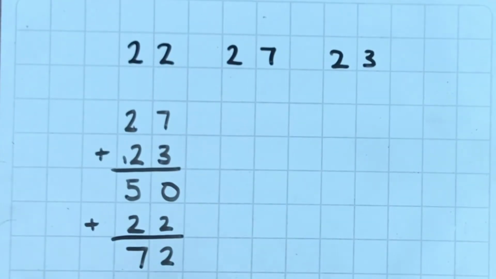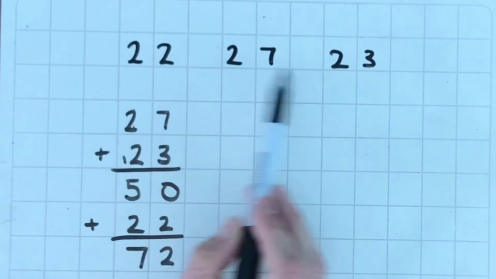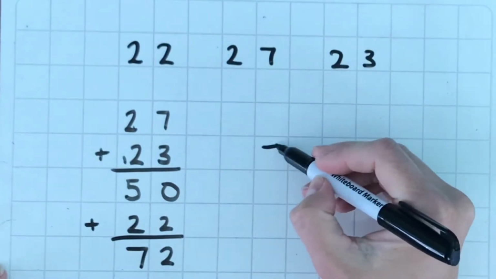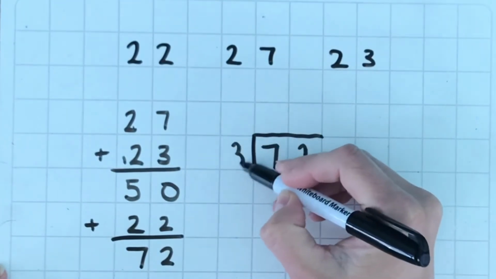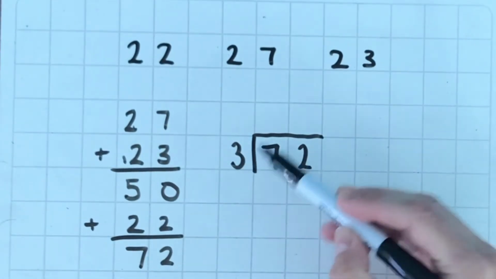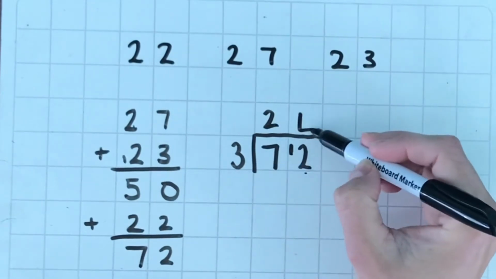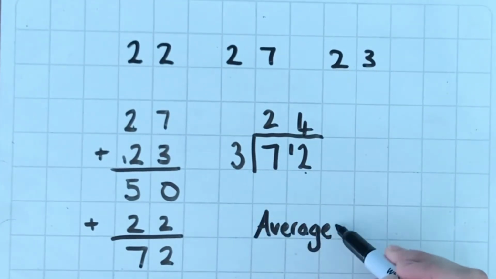So with that, I've reordered the numbers, and I also haven't tried to write out all of those 3 one after the other. Add 2 numbers together, get your answer, then add the next number on. So step 2 is to divide your total by how many numbers you've added. So we're going to take 72 and divide it by 3. I'm going to use the formal method. So 7 divided by 3 is 2, carry over 1. 12 divided by 3 is 4. So your average for this group of numbers is 24.